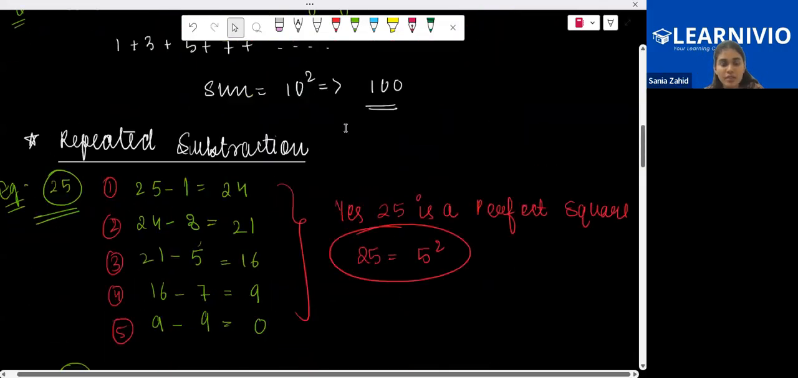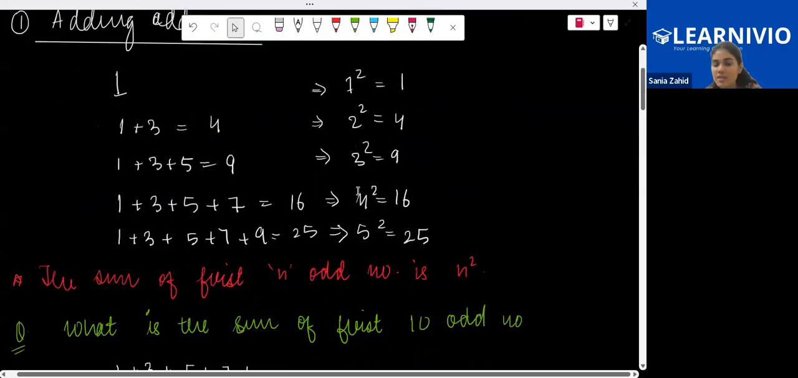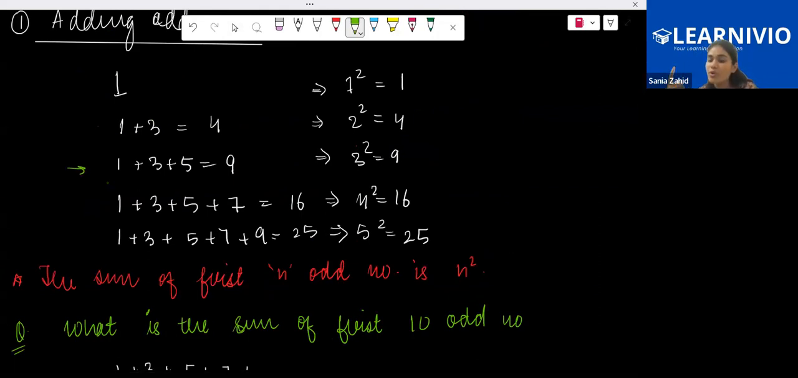Yes, notice, ma'am. 9 was also represented as 1 plus 3 plus 5. So it can be represented as a sum of consecutive odd numbers, and it can also be represented as a sum of two consecutive natural numbers. So that you should not be confused, the difference between how it is represented as odd numbers and how it is represented as a sum of natural numbers: these are two different things, two different patterns.